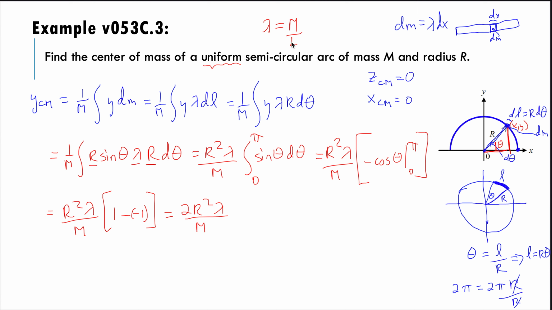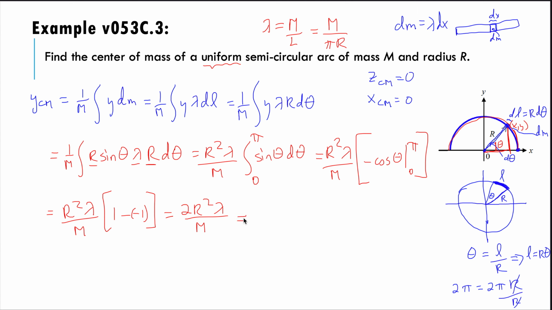But length is not given in this problem either. The length of our arc is half of the circumference. A full circumference of a circle is 2 pi r. So our length is pi r. It's half of the circumference of a circle. And now we have written lambda in terms of m and r, which are the variables given in the problem.